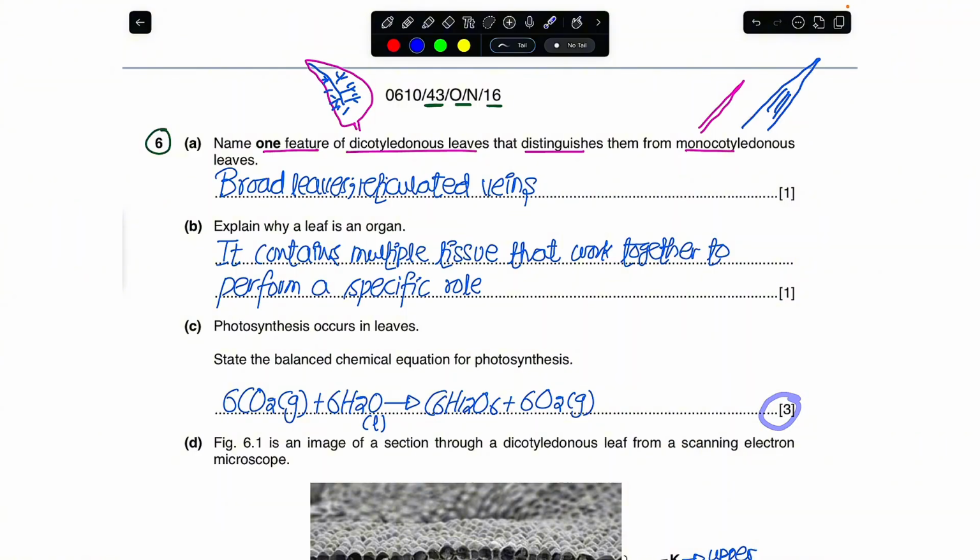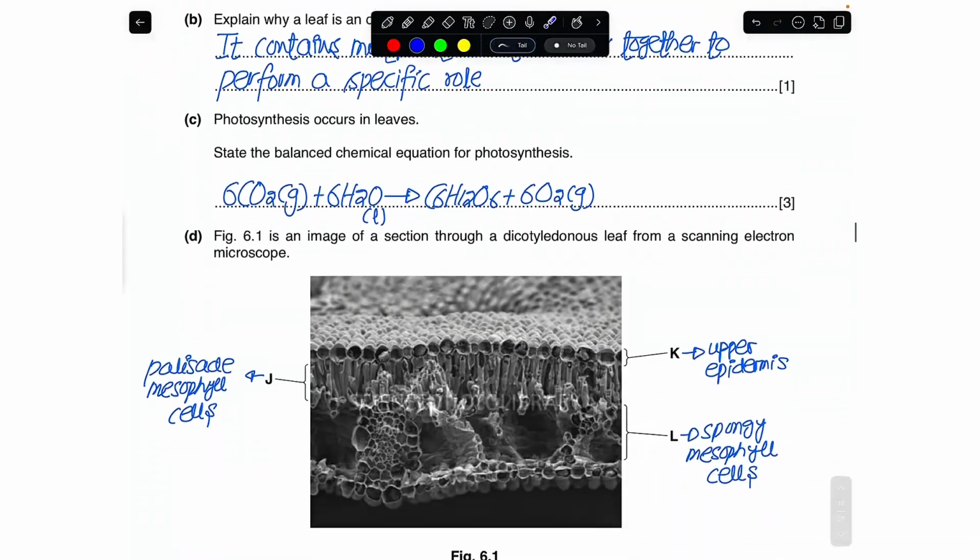For 3 marks in part C, they say that photosynthesis occurs in the leaf. We are required to state the balanced chemical equation for photosynthesis, so it would go as 6 CO2 plus 6 moles of water, and you have to put an arrowhead here, so it would end up making the glucose molecule, and we would release 6 molecules of oxygen gas.